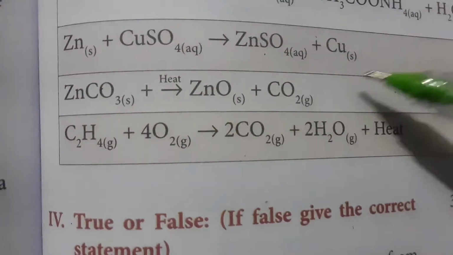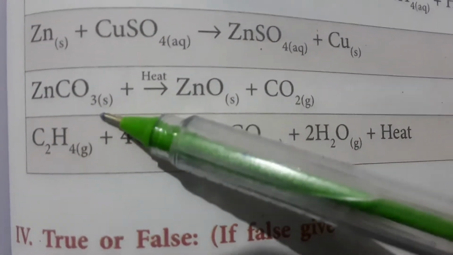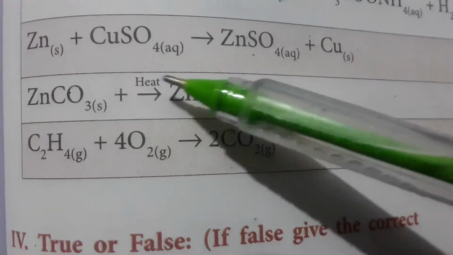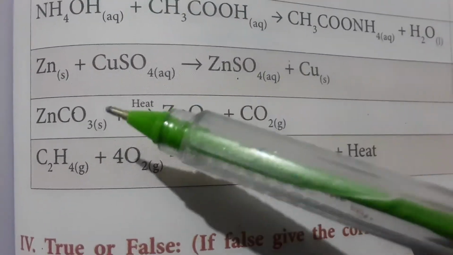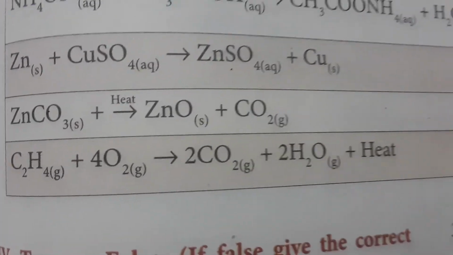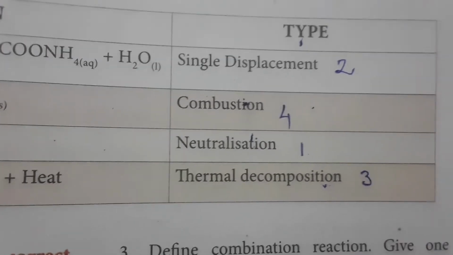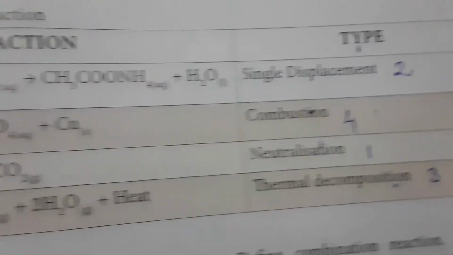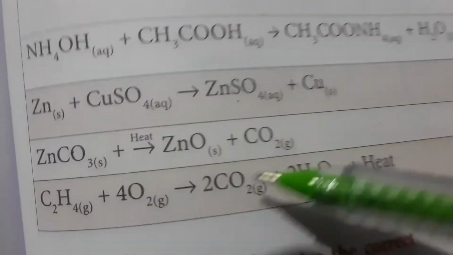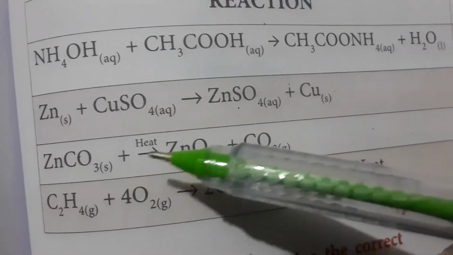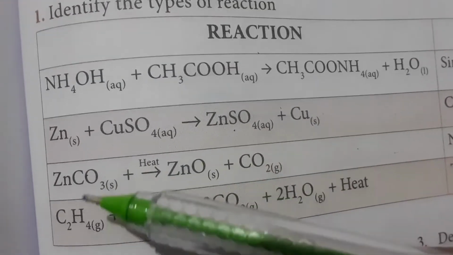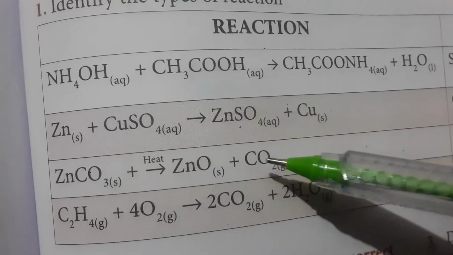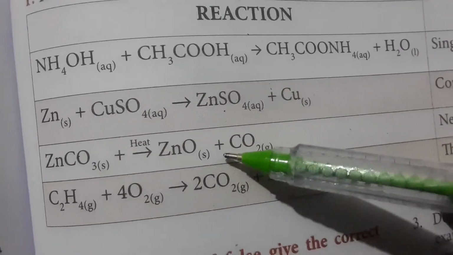And the third one is zinc carbonate. It is in the solid state. When you heat the zinc carbonate, it gives zinc oxide plus CO2. That means upon the heat, it gives these two products. Once you apply the heat, it is a thermal decomposition, because the heat decomposes the zinc carbonate into zinc oxide plus CO2. Here there is only one compound that gives two compounds, so it is a decomposition reaction.